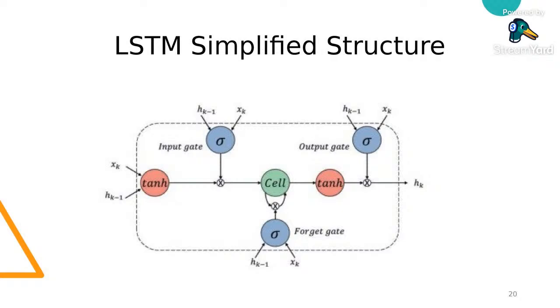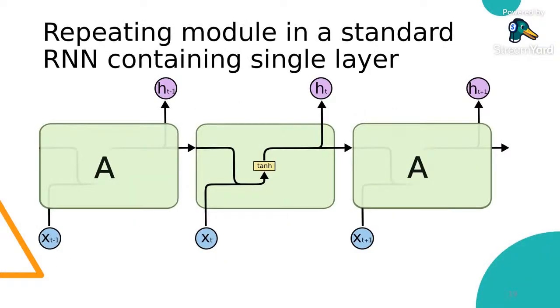Now, how will it solve this? Let's see the simplified structure of LSTM. Now, there are three different gates over here. And this LSTM is dealing with the cell-based approach. So if I say this square box is one cell, this square box is one cell, this square box is one cell, and so on.